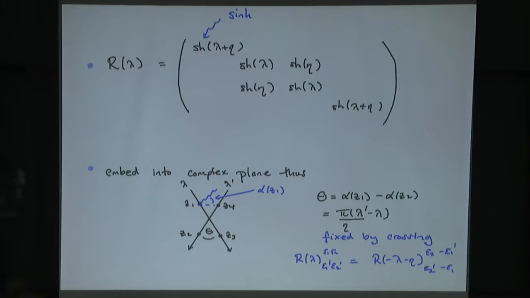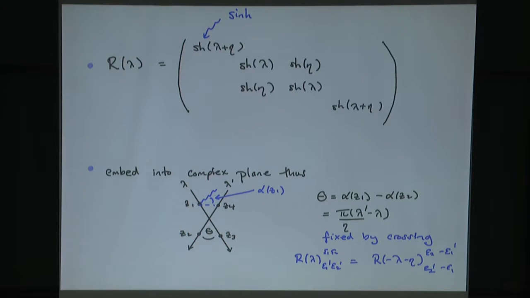Okay, so it's the angle of a particular line with respect to the horizontal. And what I want to think about is this angle here. So theta, by definition, is alpha Z1 minus alpha Z2 in this picture. And I can relate this to the spectral parameters, lambda, in the following way. Theta is related to the difference of lambda and lambda prime in the following way. And this relation is fixed by crossing symmetry. So crossing symmetry is this relation down here. So this is the crossing parameter of this model.